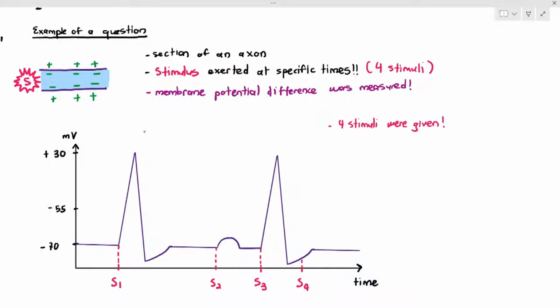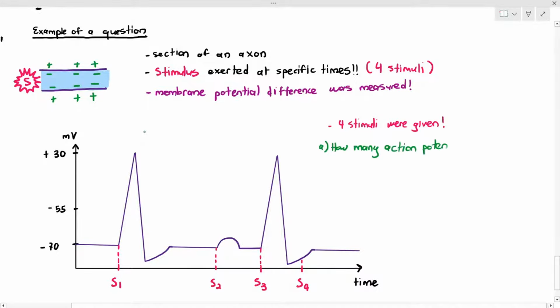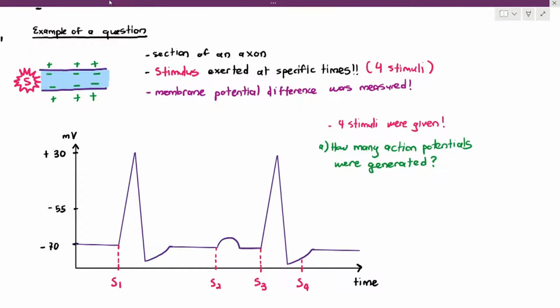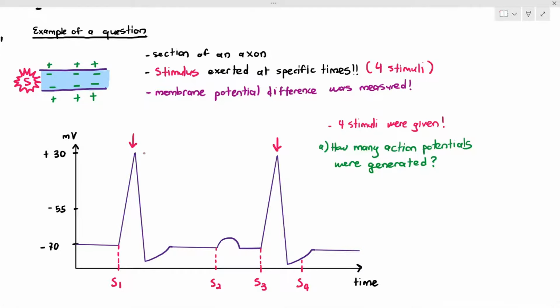Now, my first question to you here is as follows. Even though 4 stimuli were given, how many action potentials were generated? So you see, you have 4 stimuli, S1, S2, S3, and S4, but which stimuli were able to generate the action potential? Only 2 action potentials are seen over here due to the stimuli S1, stimuli 1, and stimuli number 3.